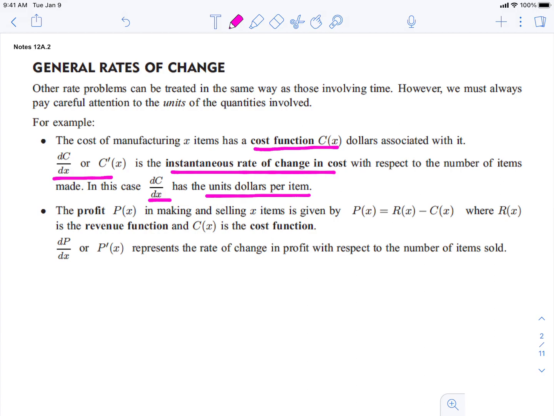Another example, a profit function, P of x, for making and selling x items, is given by this equation where you subtract the cost function from the revenue function to give you your profit. So the derivative function would represent the rate of change in profit with respect to the number of items sold.